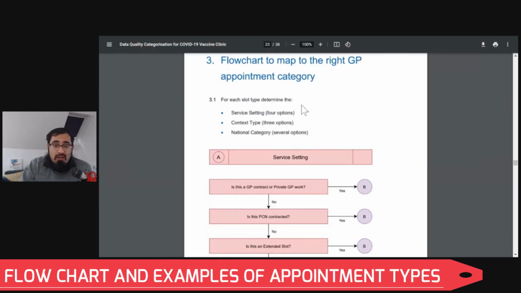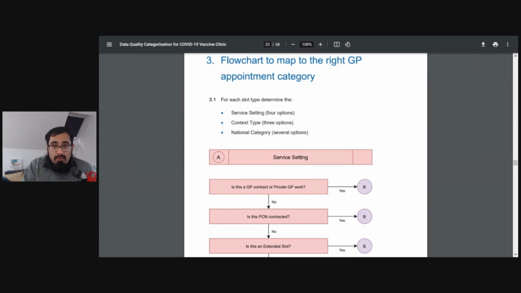So the next few pages are basically a flowchart to help you understand how to fulfill the various different types of appointments and where you put the ones that you've got. So for example, look at my practice. I think we've got over 60 different appointment types for various different things. And we now have to match each of those to one of these 26 types. To help you do that is this flowchart.